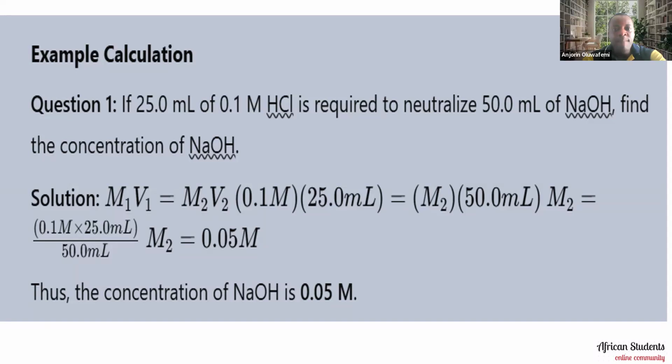Now, for our M1, it has been stated that it is 0.1 molar, and our V1 is 25 mL. So that will be equal to M2, which is the unknown molarity that we are looking for. That is the concentration of the base, multiplied by the volume of the base that participated in the reaction, which was 50 mL. Now, when you do the calculation and make M2 the subject of the formula, you have your M2 to be equal to 0.05 molar. Therefore, the concentration of sodium hydroxide is 0.05 molar.